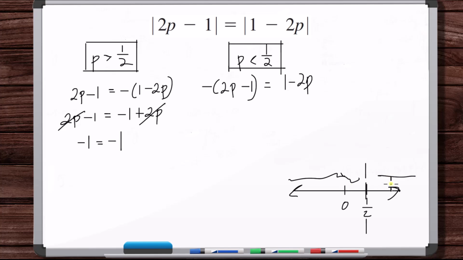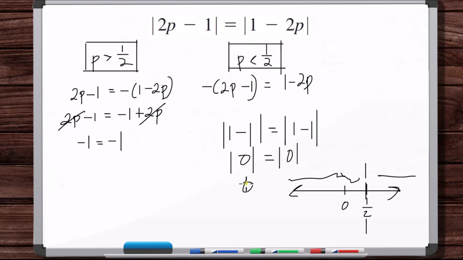Just we have to think about, okay, what about when P is equal to 1/2? We'll just plug it in, right? P is equal to 1/2. What do you get? 1 minus 1, 1 minus 1, 0 is equal to 0. So there you go. This 0 is a solution, so everything, all real numbers.